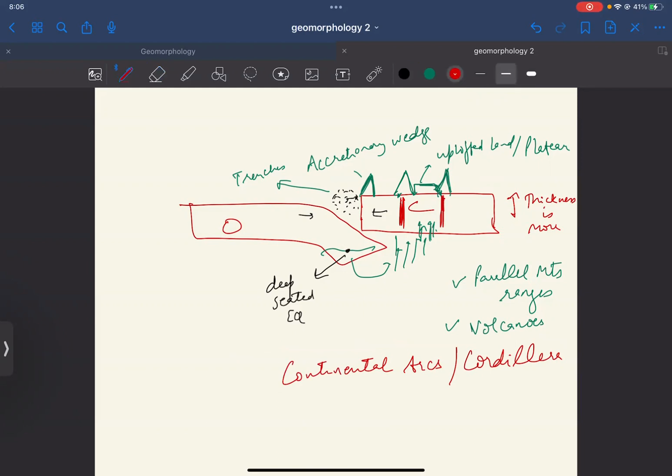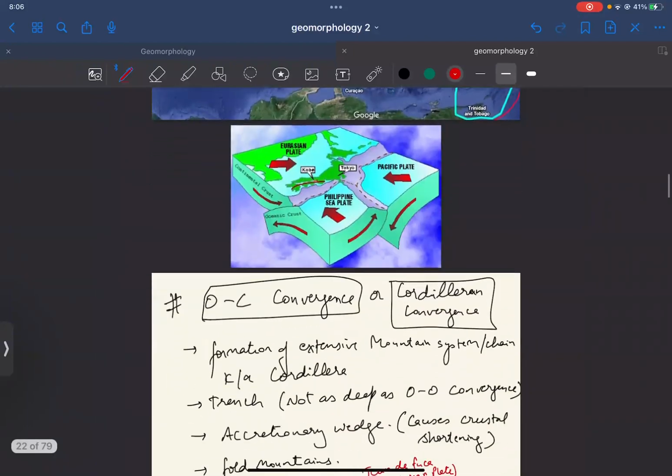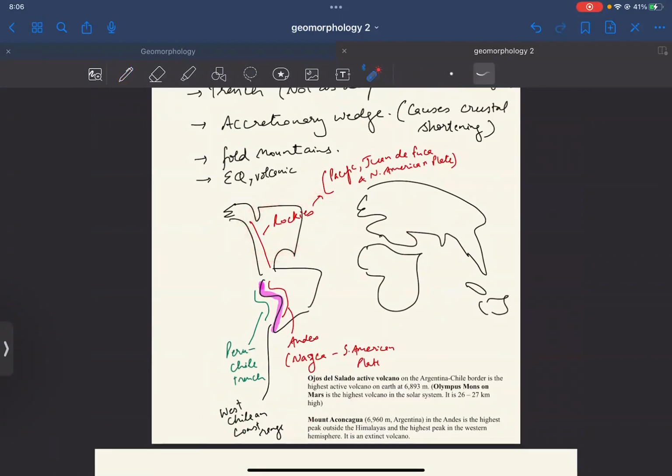Keep this thing in mind. Okay. So these are the basics of the ocean continent convergence. So if we look at the examples where they are found along the plates, Rockies Mountain has been formed by the same.